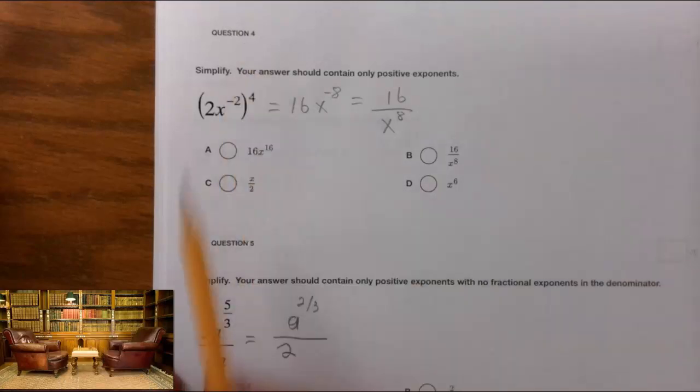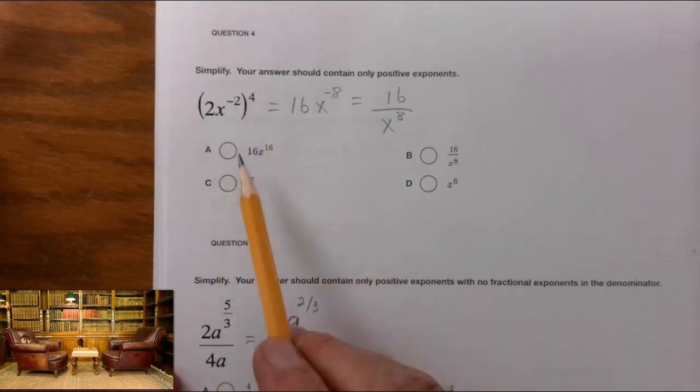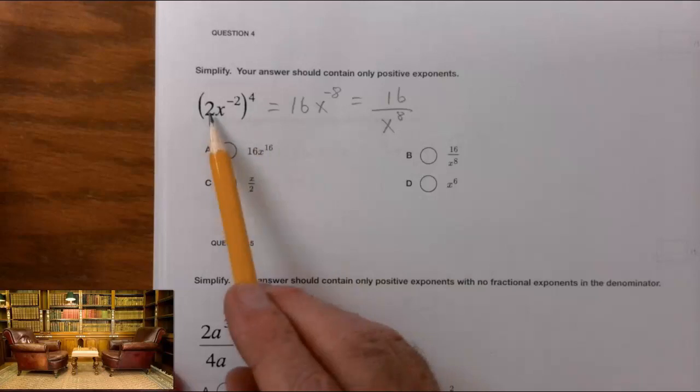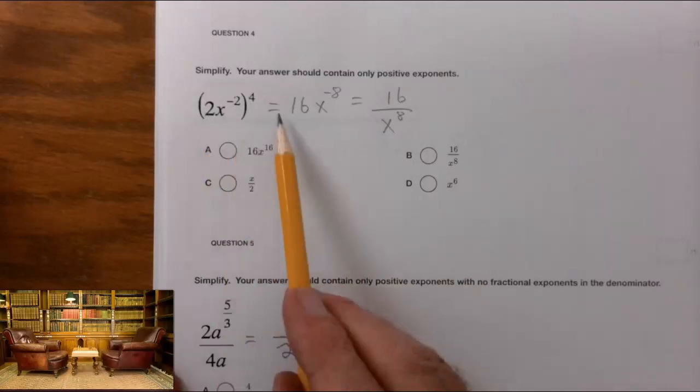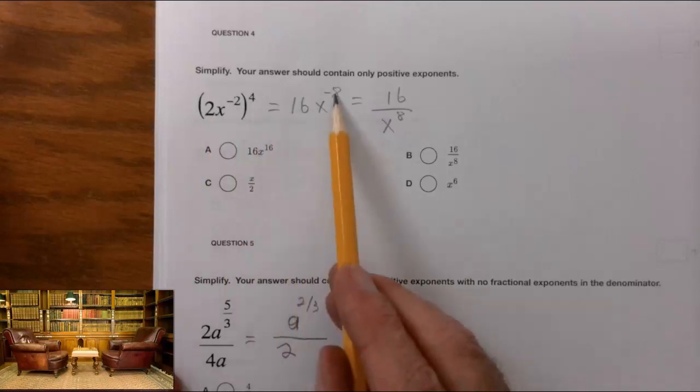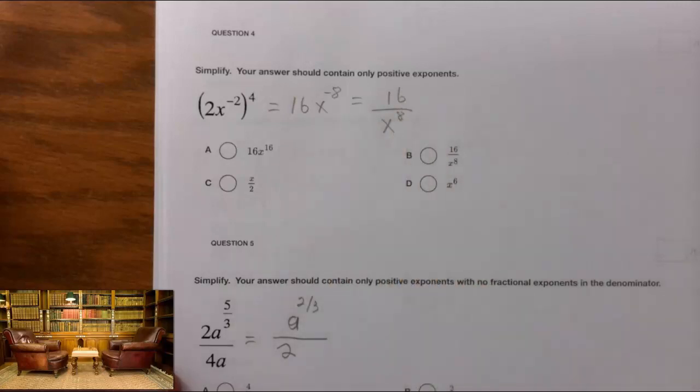All right, this is question 4. So negative 2 times 4 is negative 8. And guys, 2 raised to the power of 4 is 16. 2 times 2 times 2 times 2 is 16. But this is negative 8. Answer should contain only positive exponents. So you got to put it underneath here, okay?